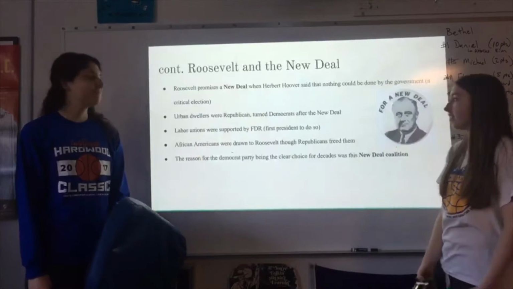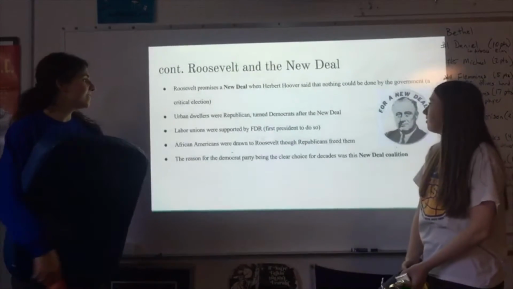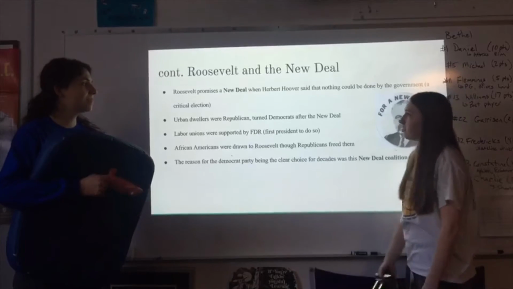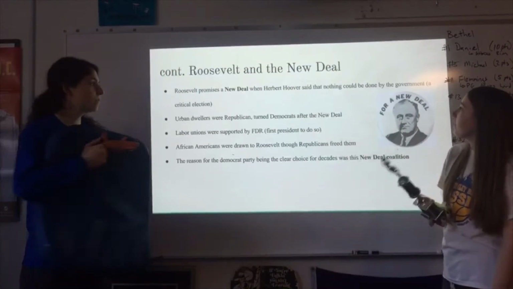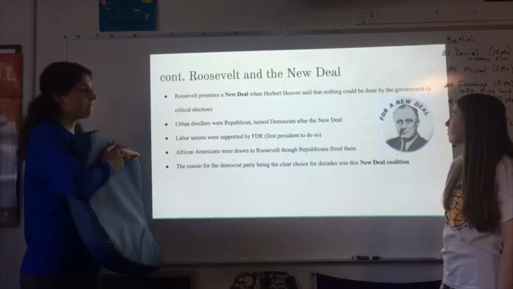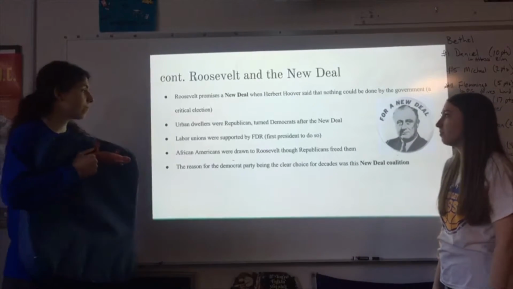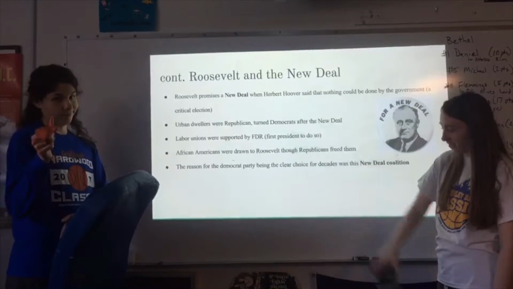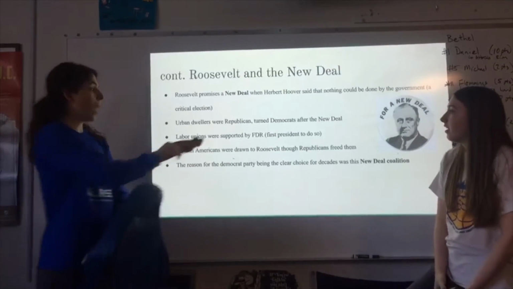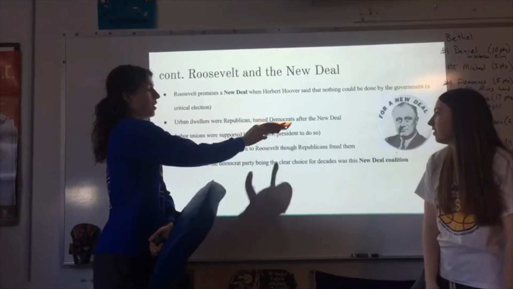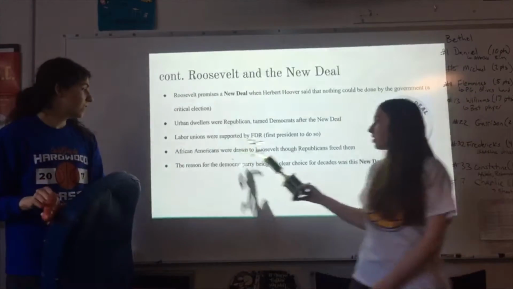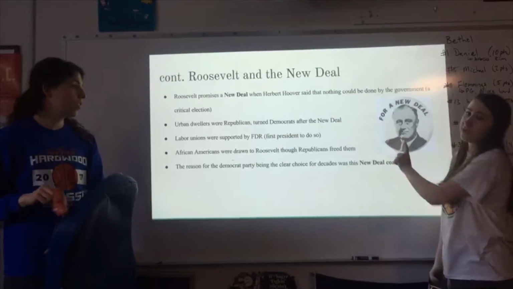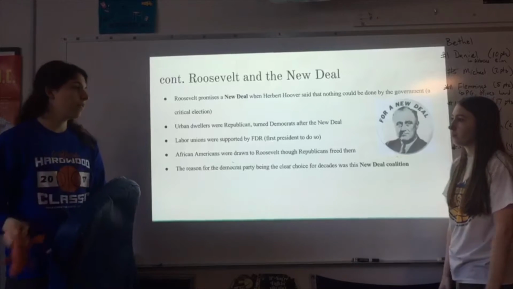Okay, Roosevelt and the New Deal. Roosevelt promises a New Deal when previous President Herbert Hoover said that nothing could be done by the government to help the Depression. Another critical election, by the way. Urban dwellers were Republican, then turned Democrat after the New Deal. And labor unions were supported by FDR, the first president to support them.